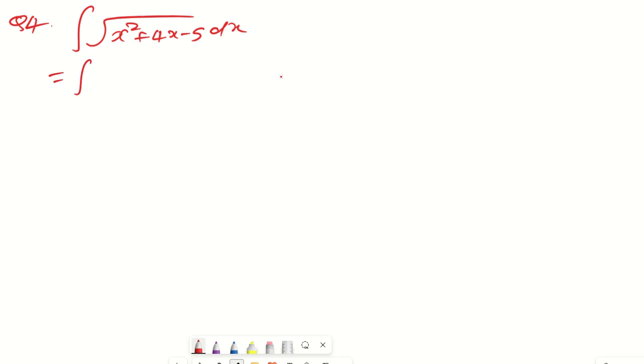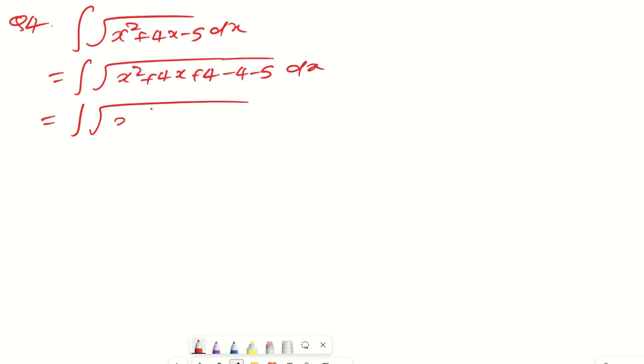So we can write it down as square root of x square plus 4x plus 4, right? Since we have added plus 4, we will have to subtract also. So I'll have to write down minus 4 minus 5 dx. So the first three terms are going to be x plus 2 whole square. So I can write it down as integration of square root of x plus 2 whole square minus 9. 9 can be written as 3 square dx. So it is of the form of x square minus a square kind of thing.